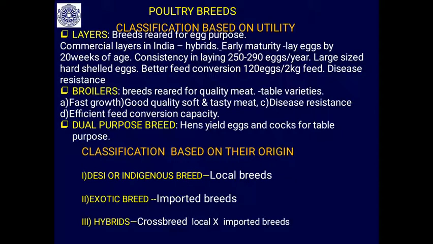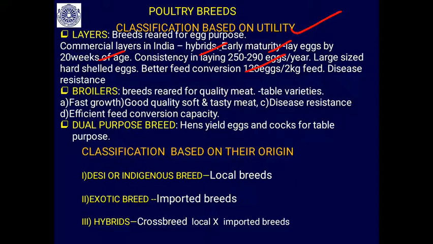Classification: there are two classifications based on utility or usage. First, layers. These poultry breeds are reared only for egg purpose, for the collection and marketing of eggs. Those are called layers. Commercial layers in India are hybrids. They show early maturity, start laying eggs after 20 weeks of age, and can have a consistency of 250 to 290 eggs per year.